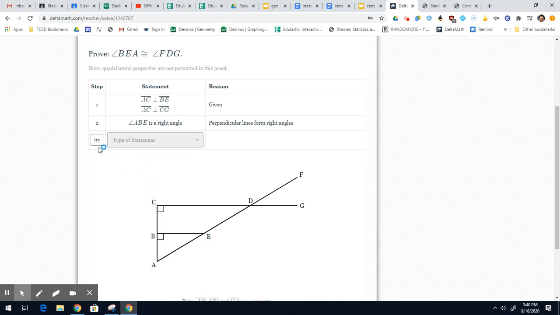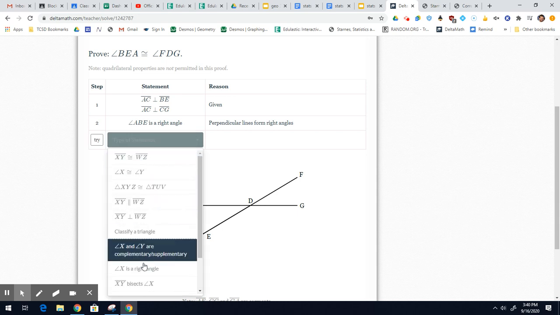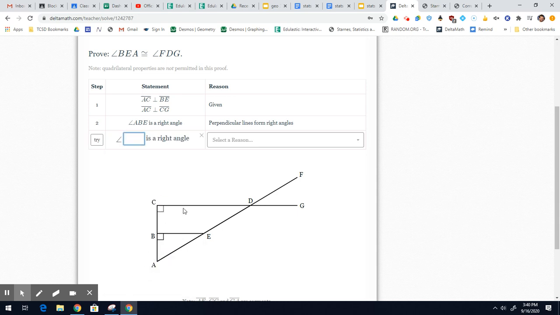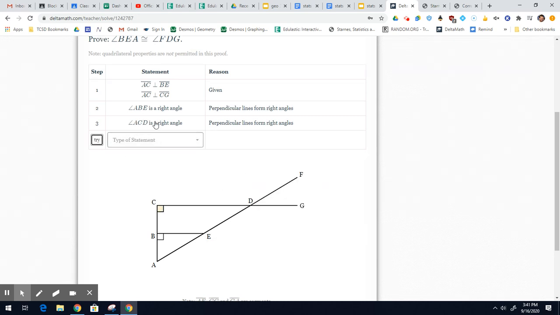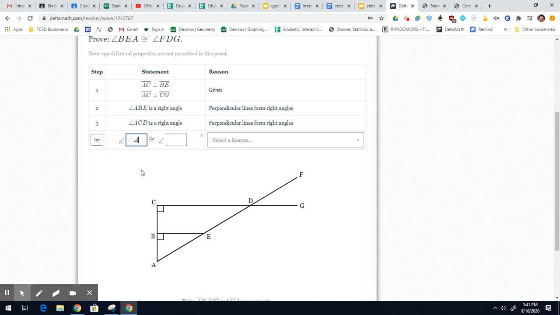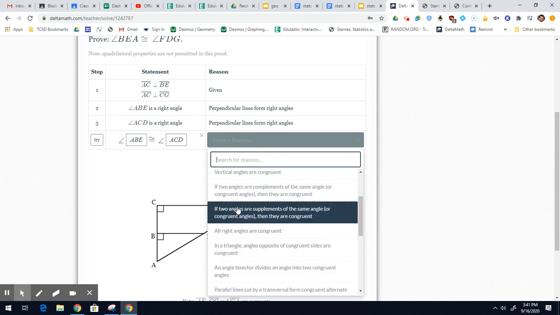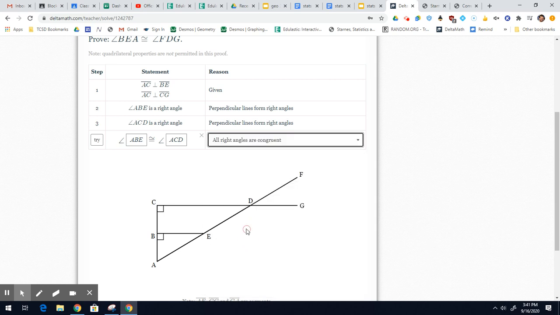Not congruent, sorry. Right angles. No. I'm losing my mind. Trying to go too fast. This angle right here, ACD. And now, if those two angles are both right angles, then they both measure 90 and they're going to be congruent. So now we can say that angle ABE and angle ACD are congruent. We talked very briefly about this way back in, I think it was section 1.5, that all right angles are congruent.